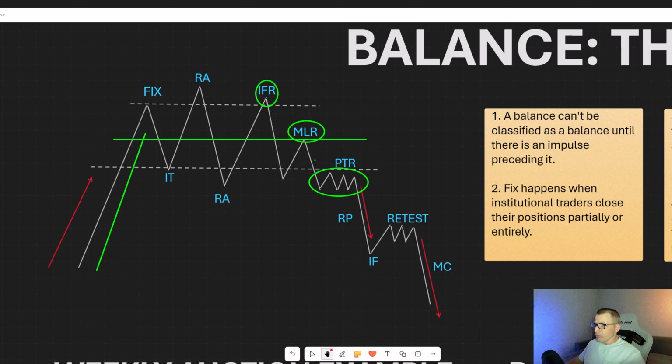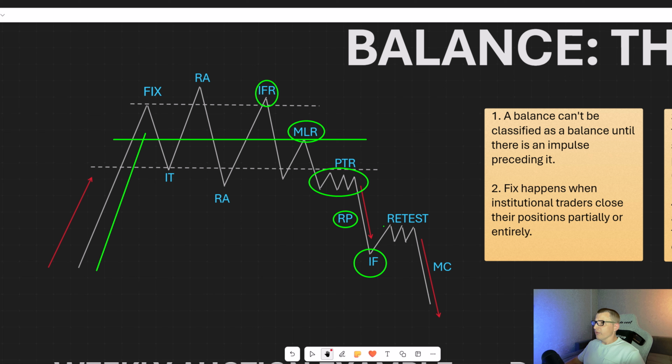And the next step of the balance is repositioning, a new impulse, okay? Straight, direct movement. And the next step of any balance, and the market structure, is an initial fill. Institutional traders initially fill their positions, and that's it. Then we see usually a little pullback. It can go higher. Usually this is a little pullback.